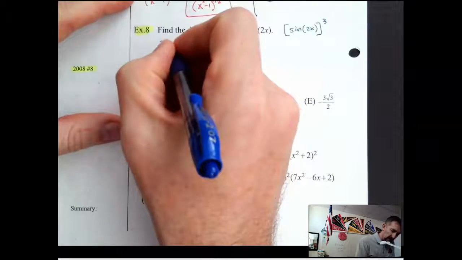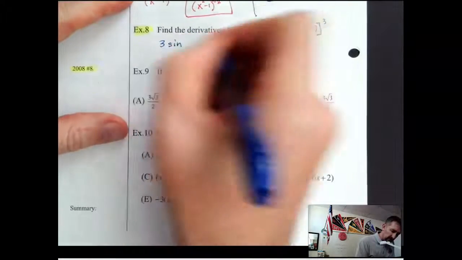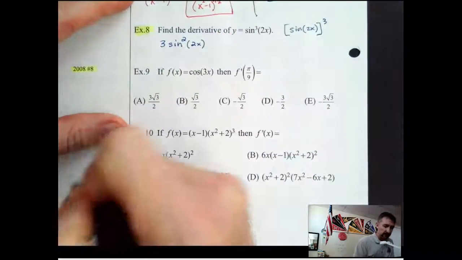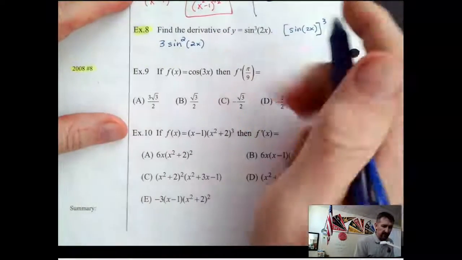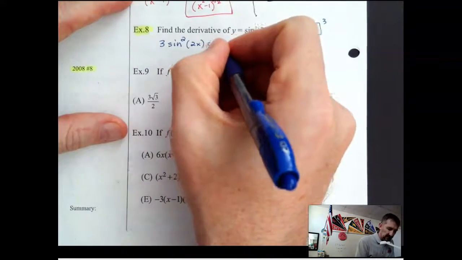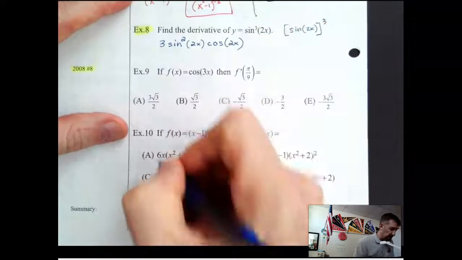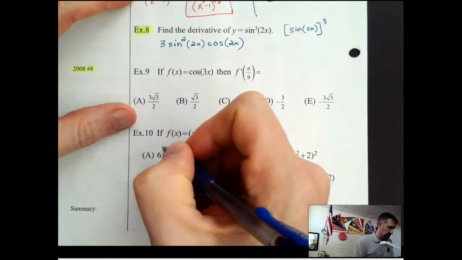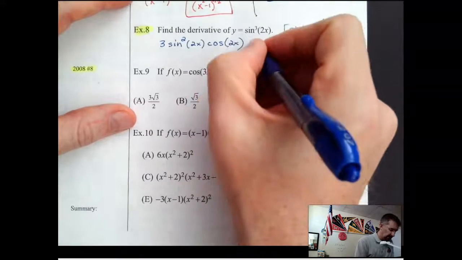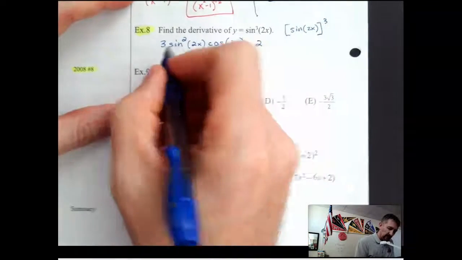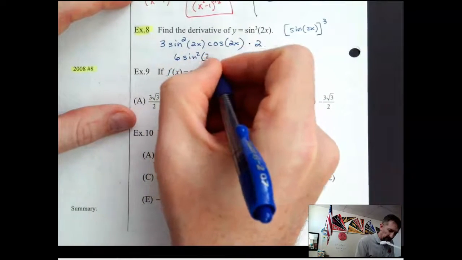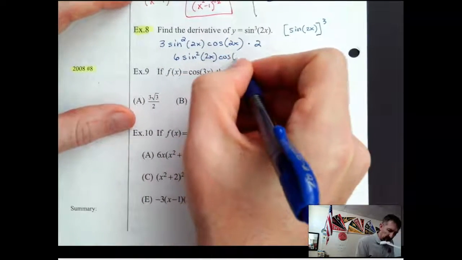So bring the 3 down, subtract 1, so it's going to be sine squared 2x. Now, don't let that throw you off. We did the power. Now the middle function is just sine. So the derivative of sine is cosine. So that's it. Now, the derivative of the inside is just going to be times 2. So if we put that together, that's going to be 6 sine squared 2x cosine 2x.